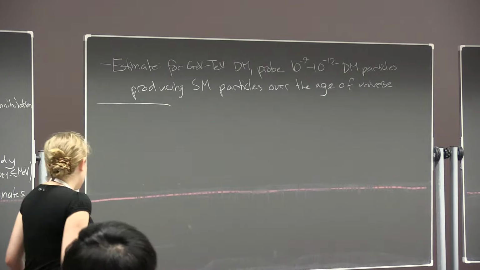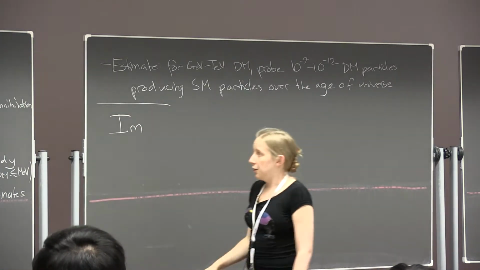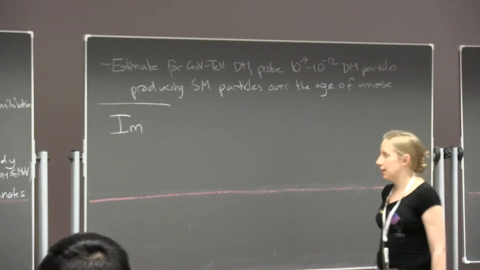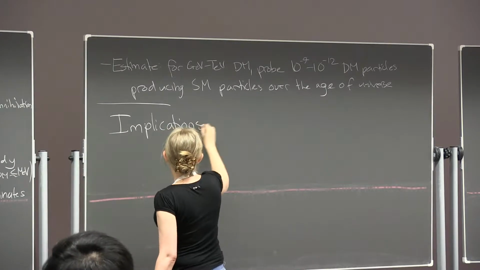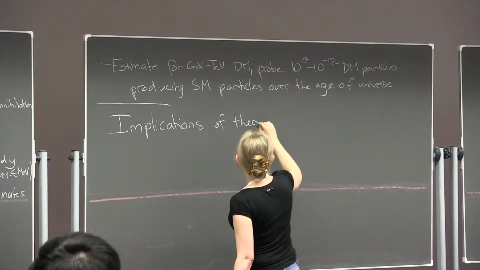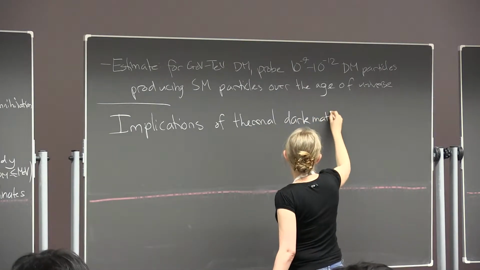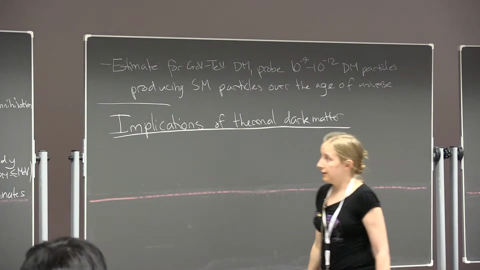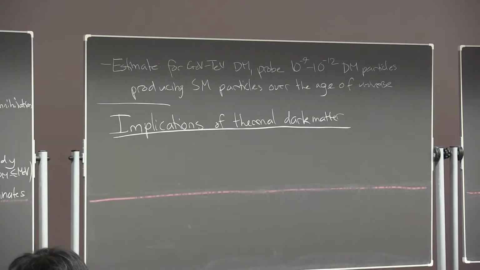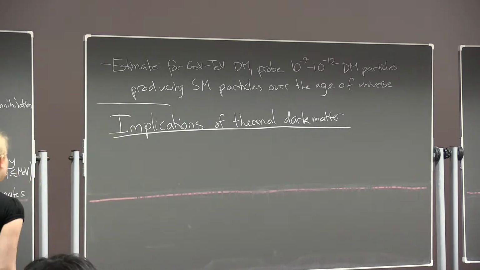Okay. So what I want to do first here is say, this is not the only way you could get the right dark matter relic density, but if you do have this dark matter relic density, what are the implications? So I'm going to focus in on this case where there is this annihilation process. It's a two-body annihilation process. And I want to look at what that implies.